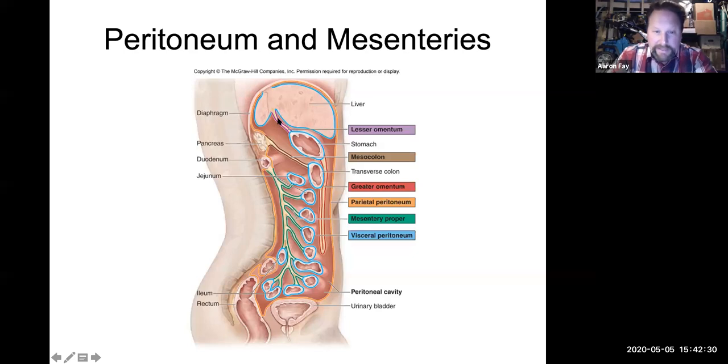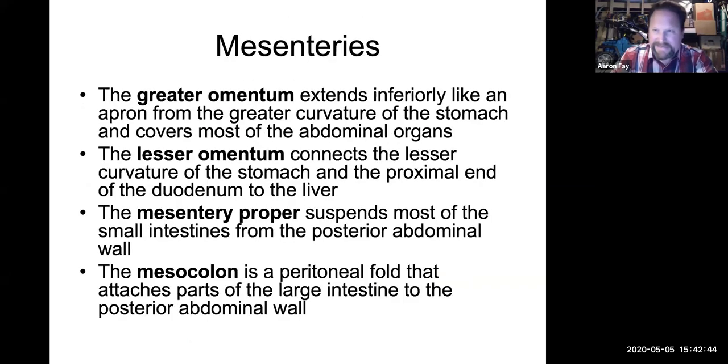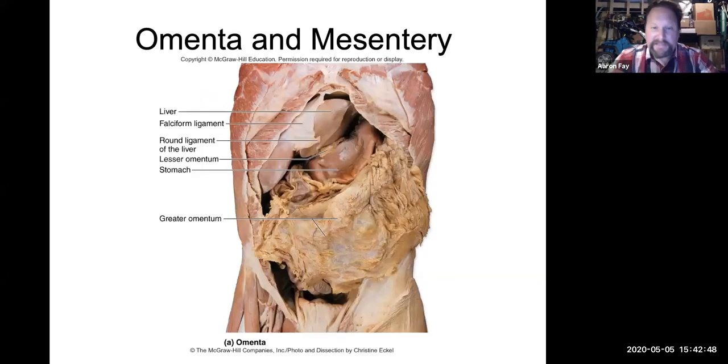So lesser omentum, greater omentum, transverse mesocolon or mesocolon, mesentery proper. You should know to what structures these various things connect. It makes it easier to identify them. Okay, so this is an image of a human being whose abdomen has been opened up. So there's the liver, there's the empty stomach. Connected to the stomach is this yellow, funny-looking apron thing.